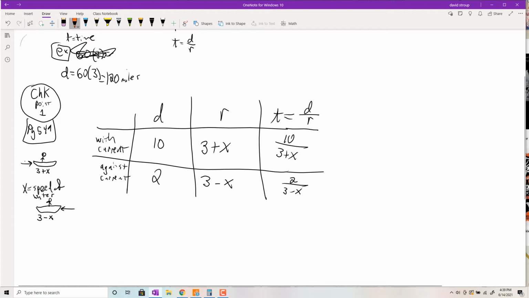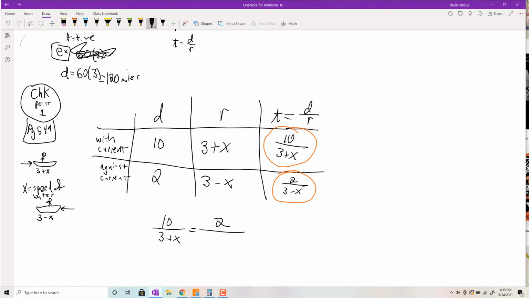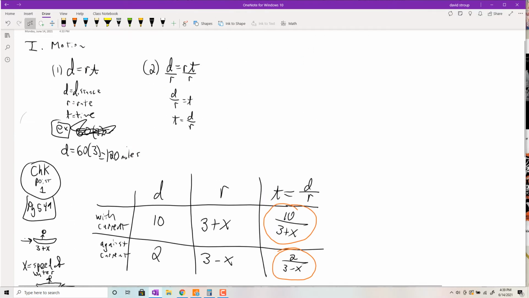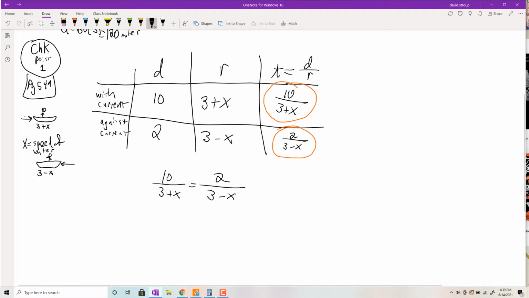So what they're saying is that this time, which is given by this expression 10 over 3 plus x, is the same as the time given by this expression 2 over 3 minus x. So we're going to have 10 over 3 plus x equals 2 over 3 minus x. From here, we know how to solve these kinds of equations. Just multiply both sides by the common denominator.